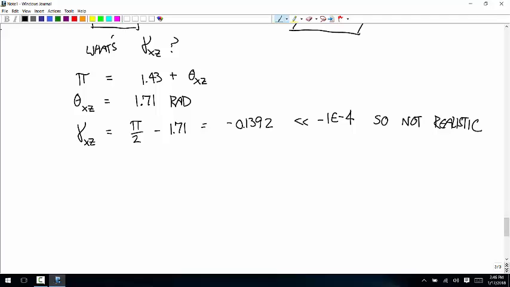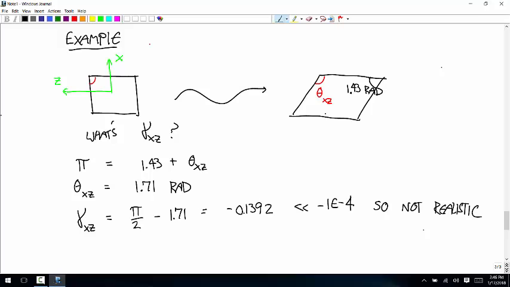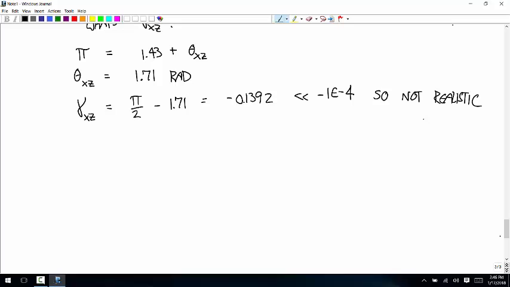Does it make sense that we got a negative answer based on whether that angle becomes more acute or obtuse? Yep. Negative answer means obtuse, and that's what happens to that angle. Okay, so that's the meaning of all of these strains.